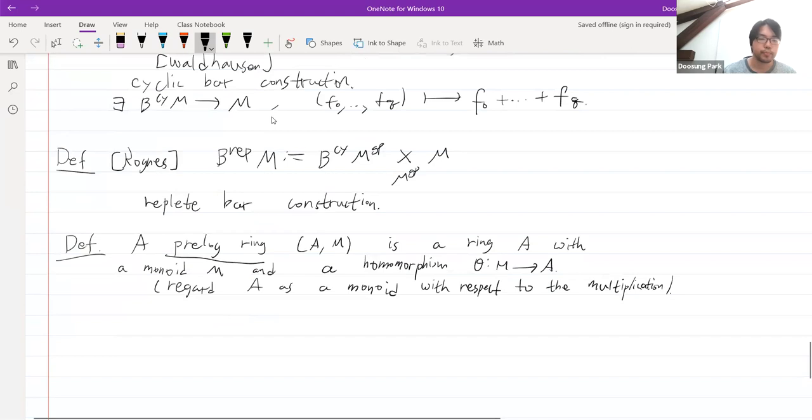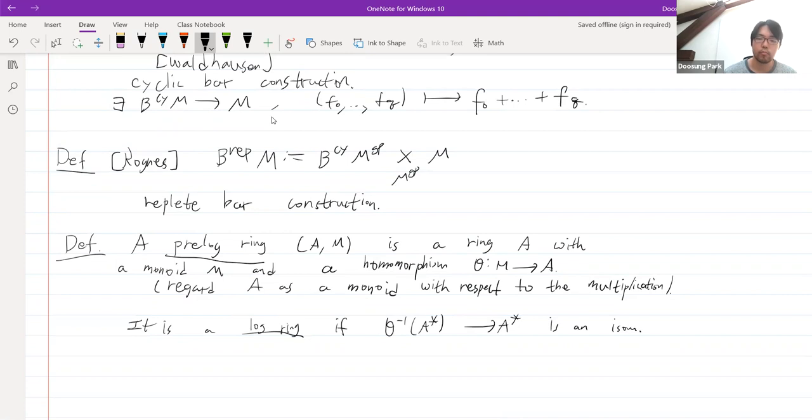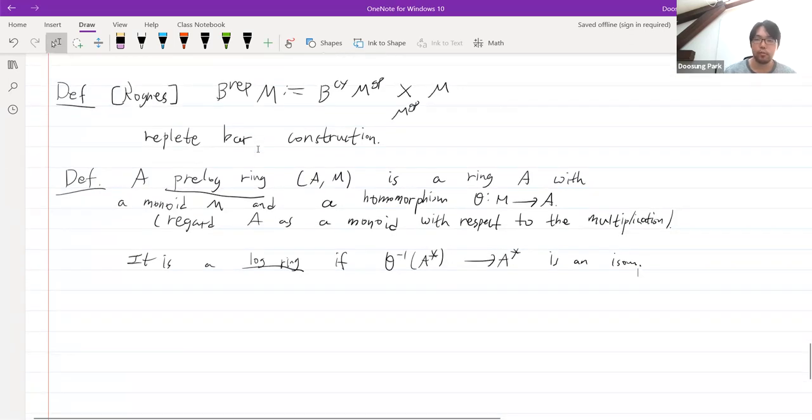And a log ring is a log ring if theta inverse of A star to A star is an isomorphism. And I need to define homomorphisms of pre-log rings.